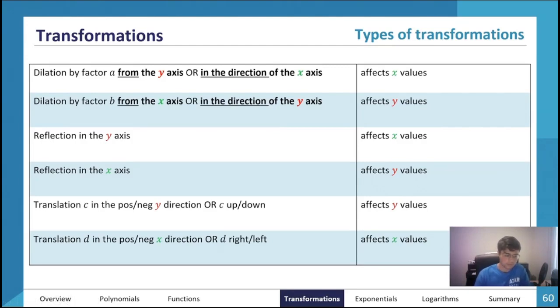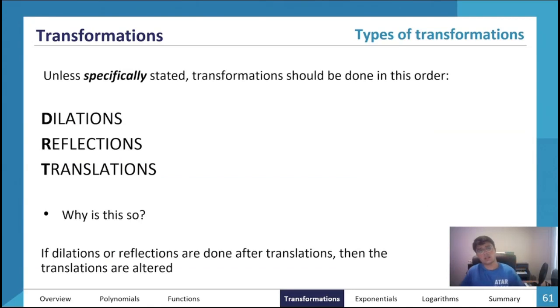Okay. So, unless specifically stated, you should always do transformations in this order. Dilations followed by reflections, followed by translations. The reason for this is because if you do a dilation or reflection after a translation, then you change the translation, as well as it can be very confusing to visualize the exact change that occurs if you do a translation first and then dilation or reflection. So always in your working, do it in this order, DRT.